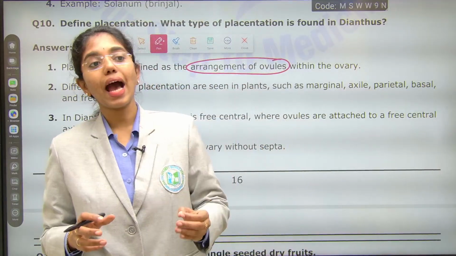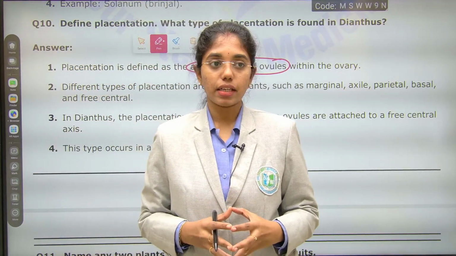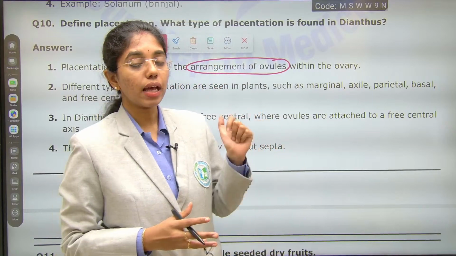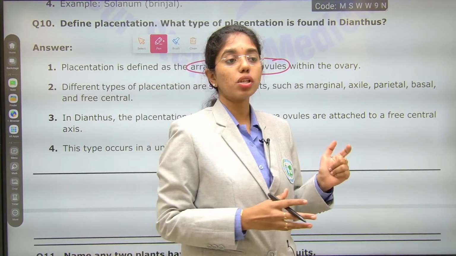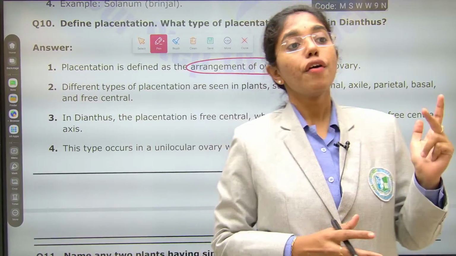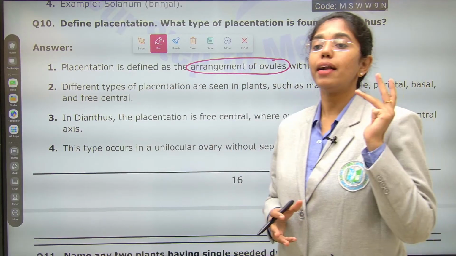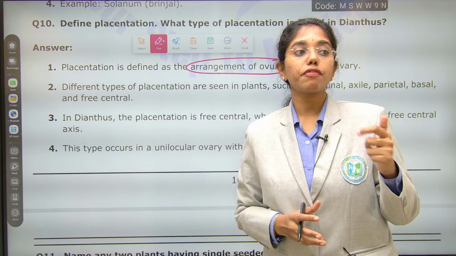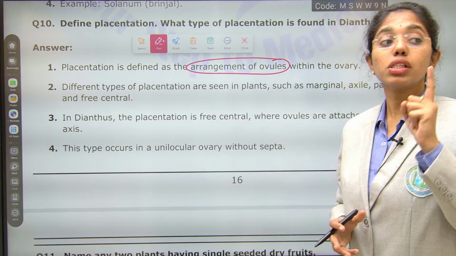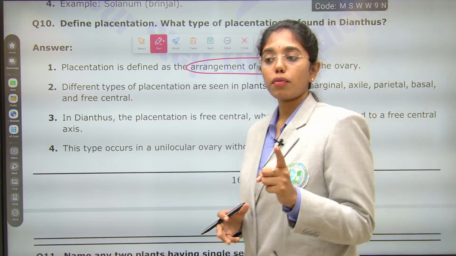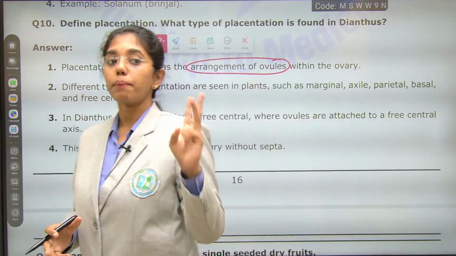As such, we have different types: marginal placentation, axile placentation, parietal placentation, free central placentation and basal placentation. These are the five different types of placentation. They are important for your short answer type questions, important for MSET, important for NEET.